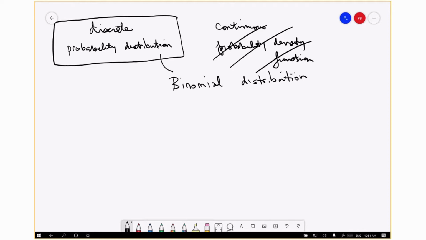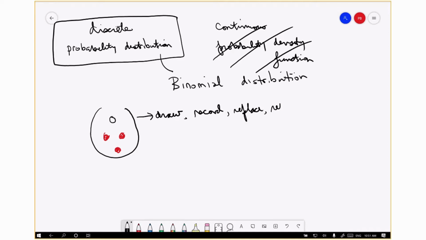We're going to do, again, one of those very simple experiments where you've got a bag, and inside that bag we've got a bunch of marbles. And 3 of those marbles are red, and the 4th one is white. So what we're going to do is draw a marble out, record the color of the marble, replace the marble, and repeat for n equals 5 times.